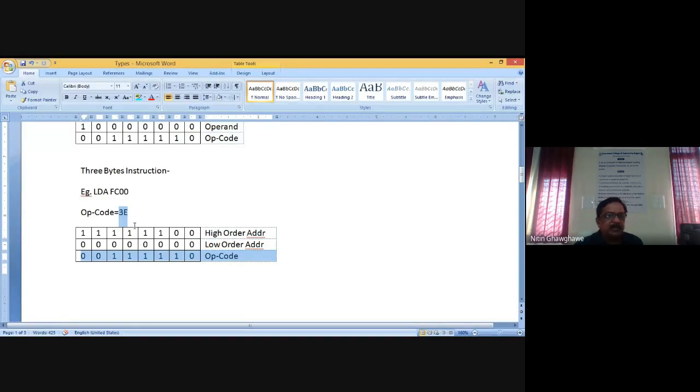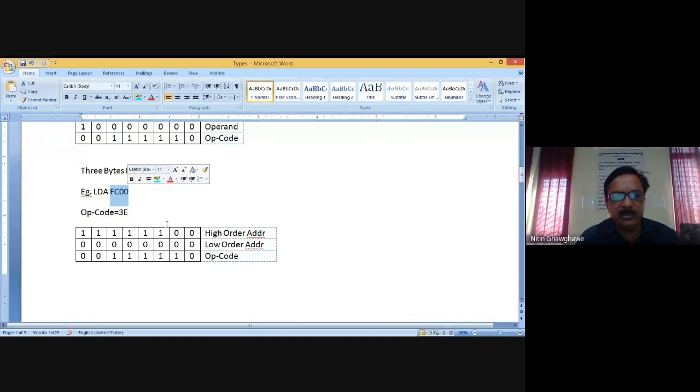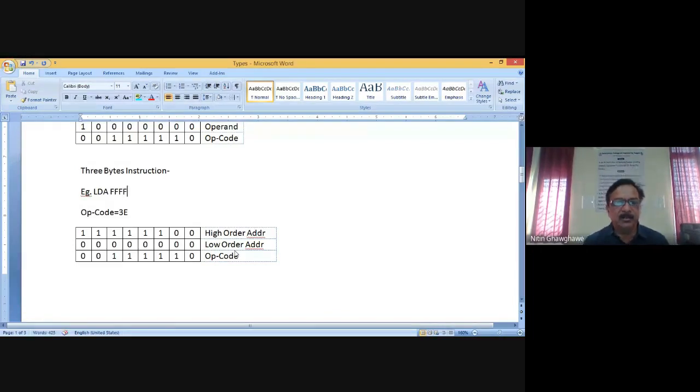Is that clear? But simply writing 3E is not sufficient, because this FC00 is a variable. You can write any address from 0000 to FFFF. If I write 0000, whatever data is at address 0000 will be taken into the accumulator. If I write 1010, the data at that particular memory address will be taken into the accumulator. FFFF is the last address. Basically, memory consists of these addresses, 0000 to FFFF. So using this instruction, whatever data is stored at FFFF will be taken into the accumulator.